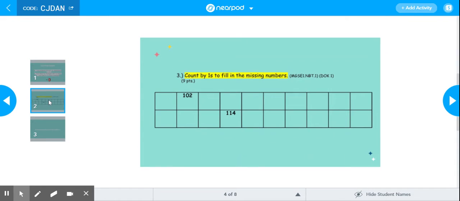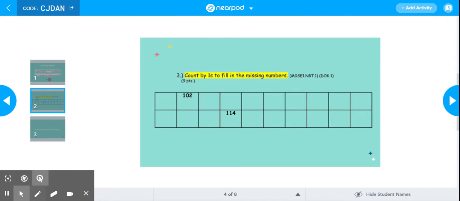All right. Question number 3 is filling in the missing numbers, counting by ones. So you're going to count by ones to fill in the missing number. What number comes before 102? And then you're going to count on from there and say what number comes after 102. Remember, we are just dealing with 3-digit numbers, so look at how they're writing the number 102.